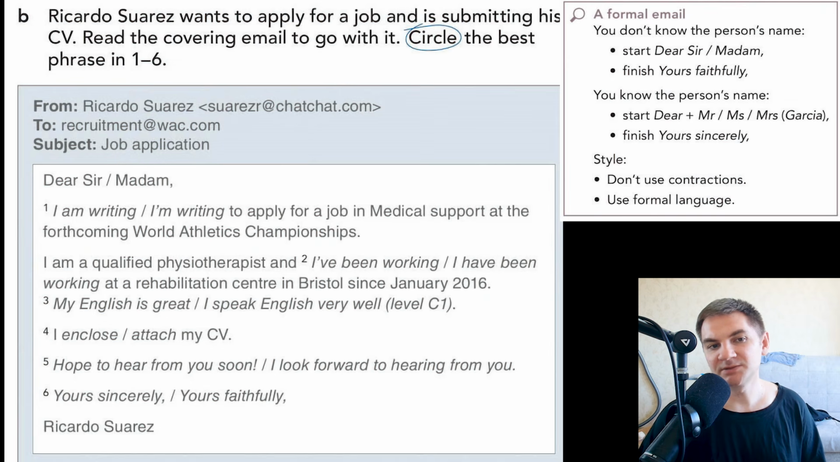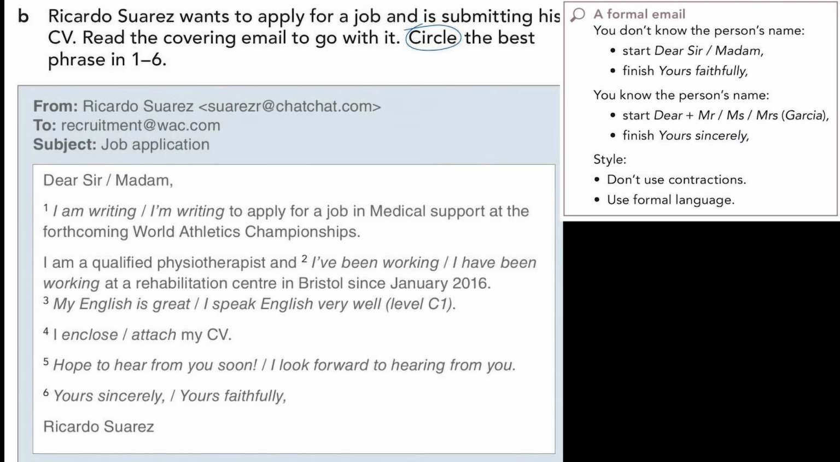Okay, now let's look at a model email. Ricardo wants to apply for one of these jobs and is sending his CV. Look at his covering email. In sentences 1 to 6, you'll see 2 options. Your task is to read and circle the best phrase in each pair. Think about which option is more formal and professional. This will teach you the right style to use in a job application. Pause the video now and make your choices.